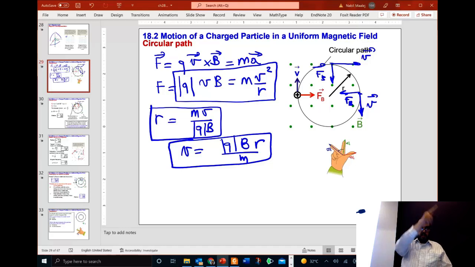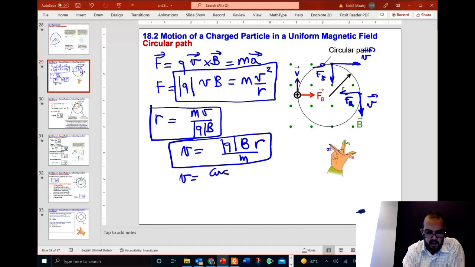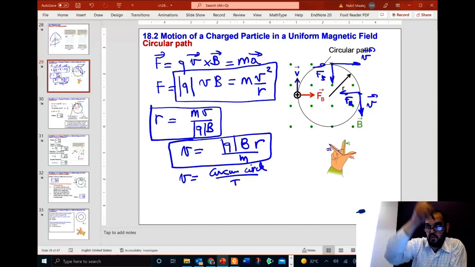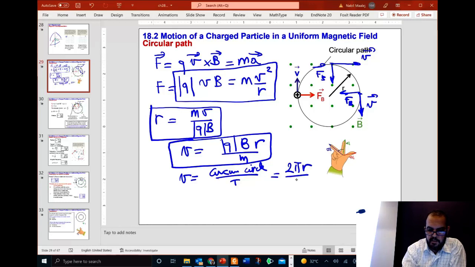Now, I know this is uniform circular motion. For the velocity in uniform circular motion, if I want to determine V, I can divide the circumference of a circle by the period. V is equal to the circumference of a circle divided by the period. The period is how long it takes to make one single revolution, one full circle. So what is the circumference of the circle? It's 2 pi r divided by the period T.